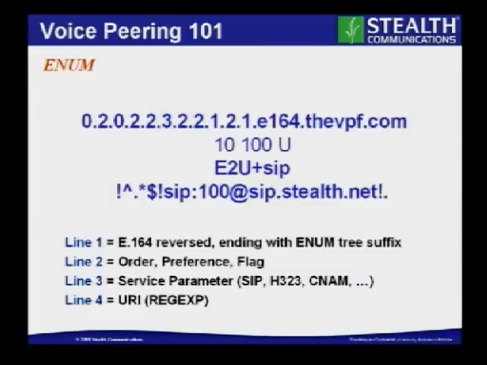This is how the record is stored inside the DNS server. So this is in essence the NAPTR record. Associated with the telephone number, basically you're flipping the telephone number back and you're adding dots between the digits. And then the e164.thevpf.com is your DNS suffix of the ENUM tree. The second line represents order and preference. These are just any numbers. So you can have a phone number mapped to multiple destinations, multiple URIs, and the SIP proxy server or the device that initiated the ENUM query will then sort that information based on the order and preference.